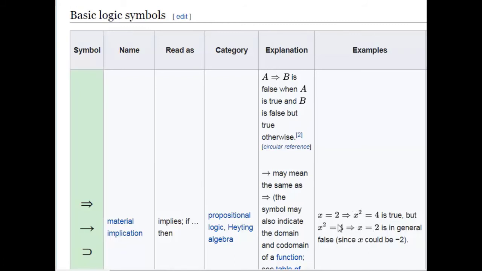So, for example, x is 2 implies x squared is 4 is true, because if x is 2 we can get x squared is 4, yes. But x squared is 4 implies x is 2 is not true, it's false in general, because here we have squared, and x could be minus 2 also.